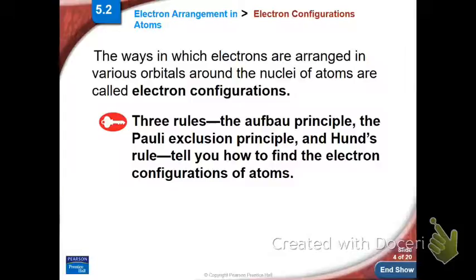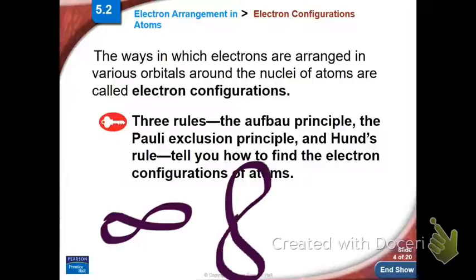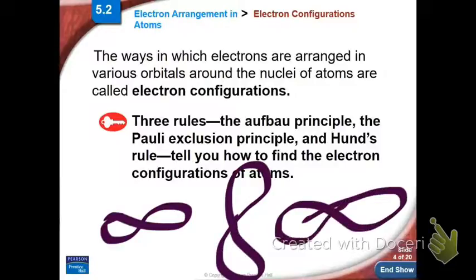And then Hund, I know it looks like Hund, but it's spelled Hund. Hund's rule says if you have orbitals that are exactly the same, like your p orbitals, you're going to have one this way, one that's up and down like this, and then one like this. They're going to enter 1 electron here, 1 electron here, and 1 electron here until they all get 1 in them, and then they're going to start doubling up. And notice that I drew each one of those electrons all go in the same direction.